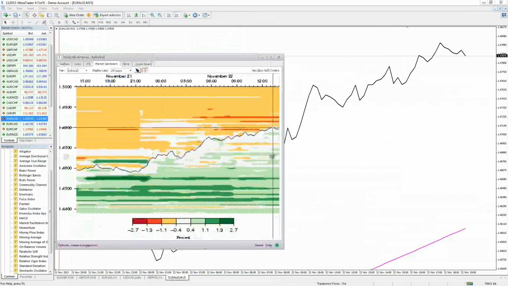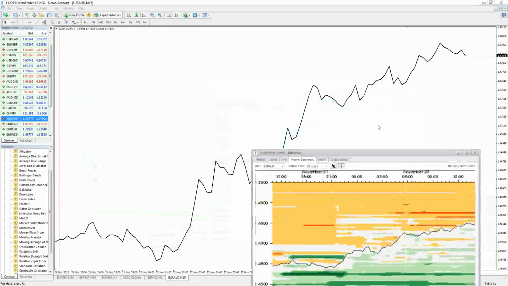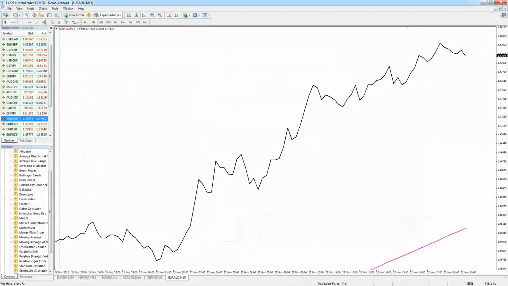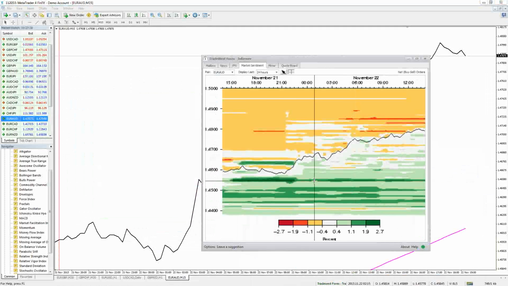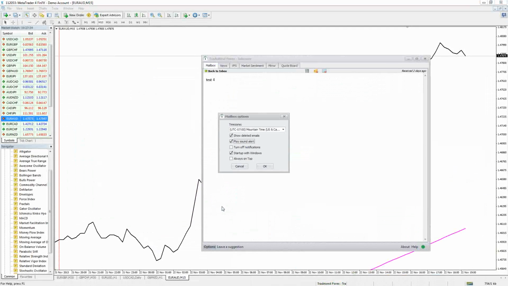You can see it's pulling down over here. Here it is pulling down. You can see this big run up. That's this run right here. So you can see how it lines up. I'm going to turn this to always on top there so it doesn't keep going behind.